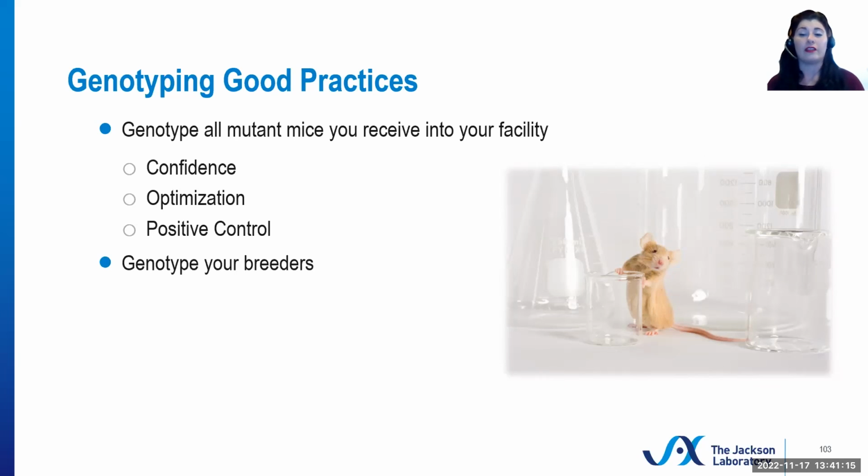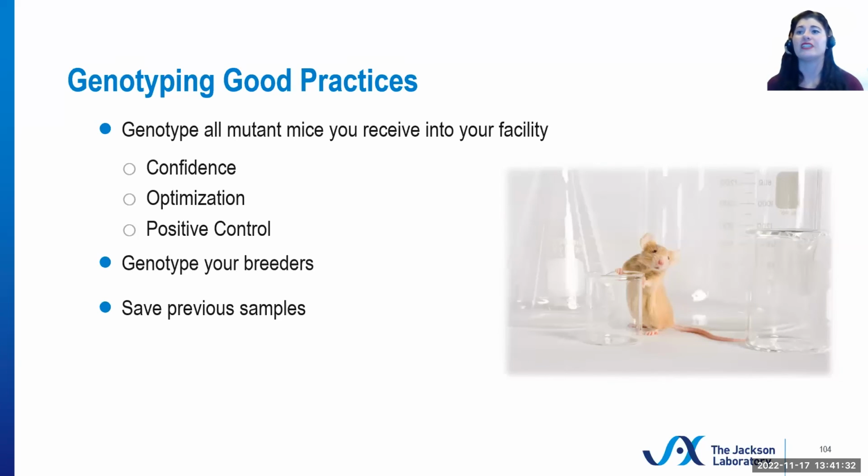Even if you maintain a colony as homozygous by homozygous, and it is extremely unlikely another genotype will be produced, genotyping your breeders will help ensure experimental reproducibility by eliminating potential breeding mistakes and providing you with confidence in your cohort.